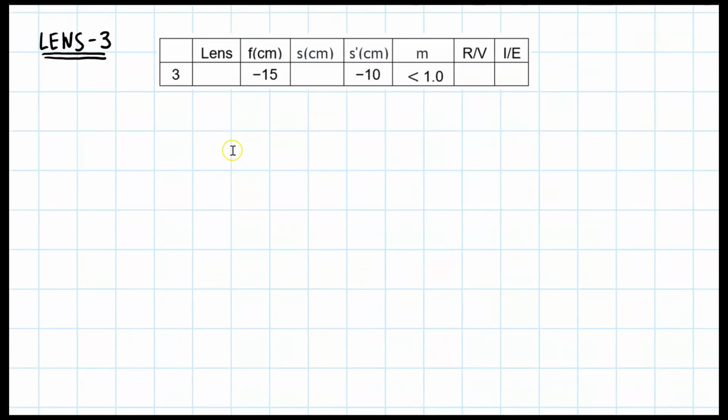Lens 3, there's a lot of information. The focal length is negative, so we immediately know that it's a diverging lens. Because it's a diverging lens, the magnification should be less than 1. Also, we could see that the image distance is negative, which tells us again that it has to be a diverging lens, because the image is smaller. So I know that the image is virtual, and I know that it has to be erect. Let's go calculate all of these details.